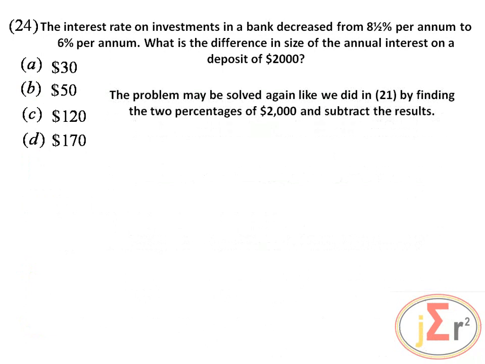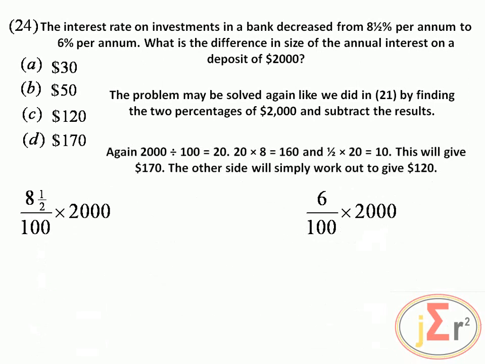Same problem. The problem may be solved again like we did in 21 by finding the two percentages of $2,000 and subtracting the results. So again, 2,000 divided by 100 is 20. 8 times 20 is 160, and a half of 20 is 10. 160 plus 10 is 170.